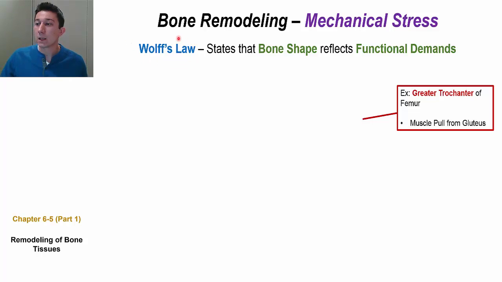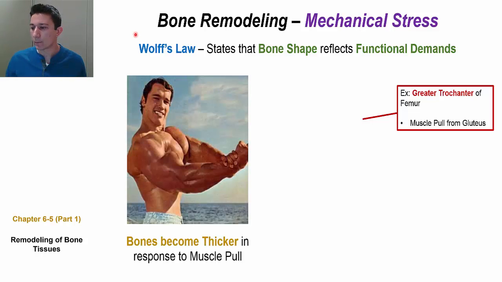There's a law or a rule with bone remodeling that's known as Wolff's law, and this law states that bone shape reflects the functional demands that are placed on that bone. So basically what this is saying is that the skeleton will add or remove material from the bones in order to better withstand the functional stresses and demands that are placed on them. Okay.